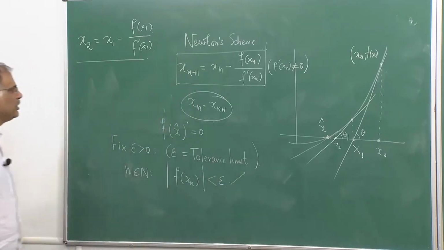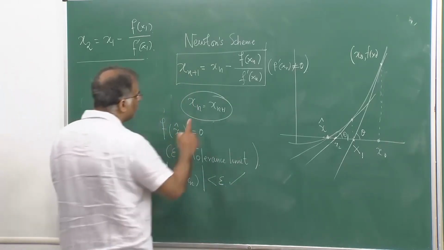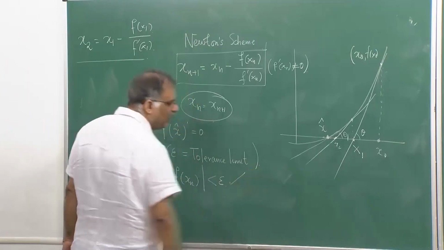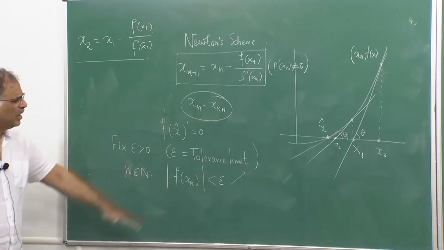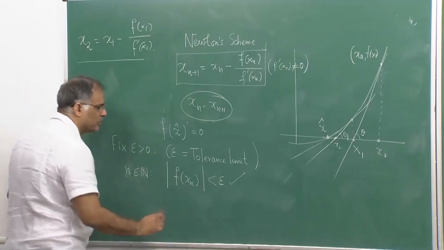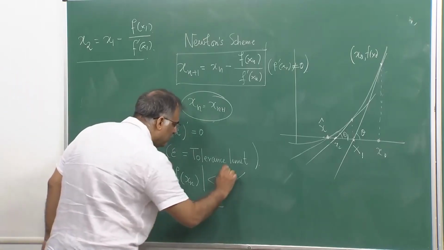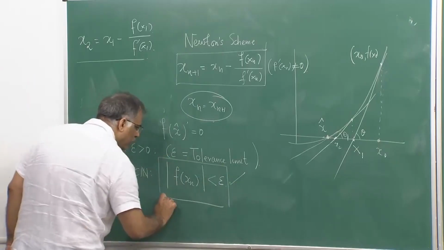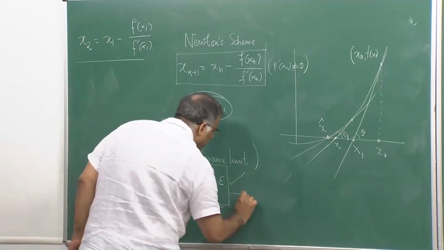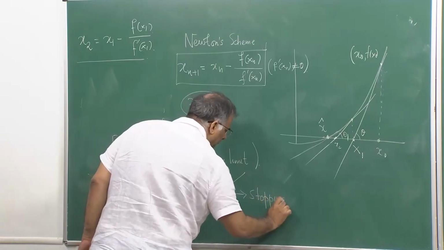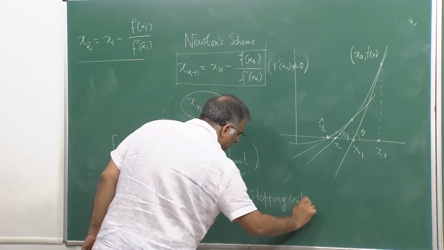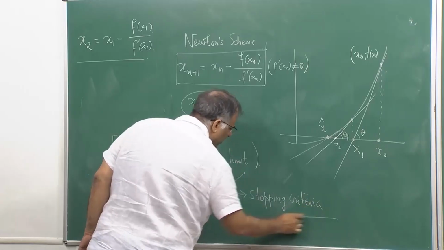So when you do a Newton step, every time you have to calculate xn and you calculate f of xn, and you see whether mod of f of xn is less than your tolerance. When you have reached the tolerance, you stop. So this is what in modern day language would be called the stopping criteria. And this is what you need to follow.